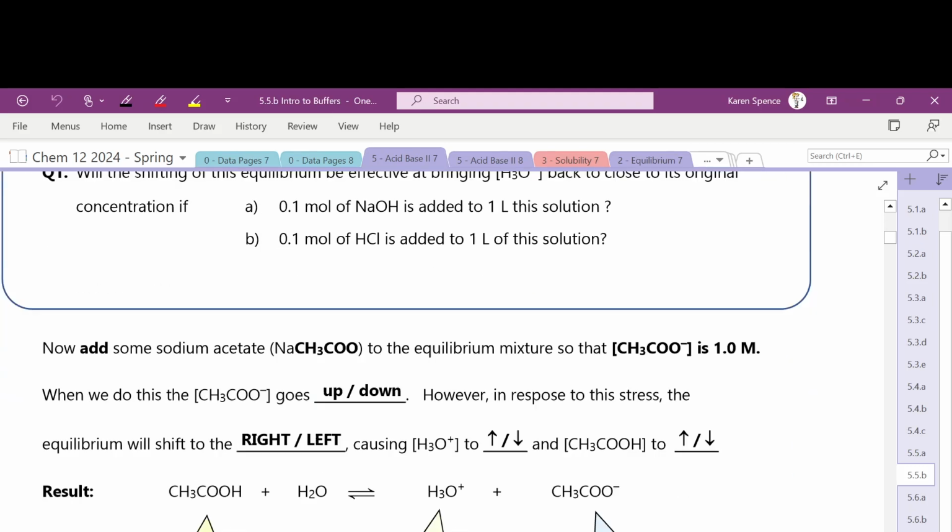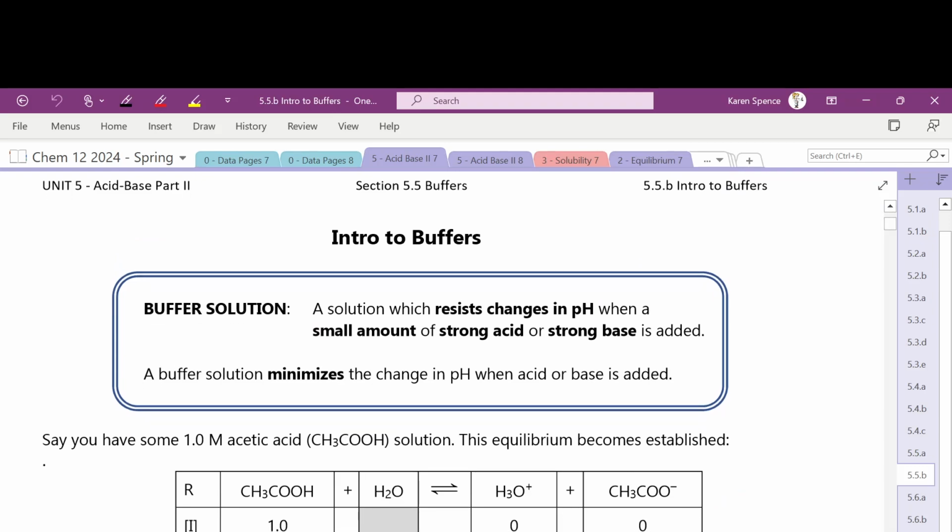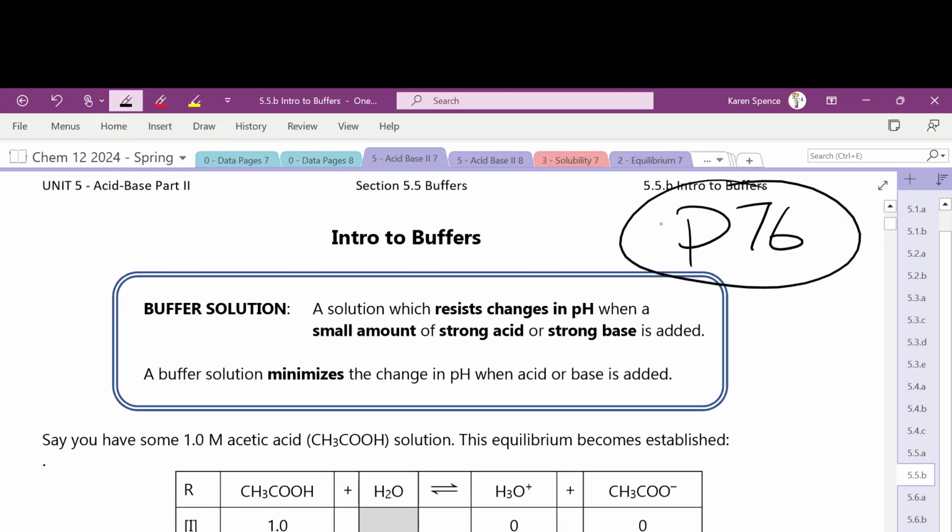All right, so we're now on page 76. I would like to have a quiz on hydrolysis and mixtures of strong acids and strong bases next Monday.